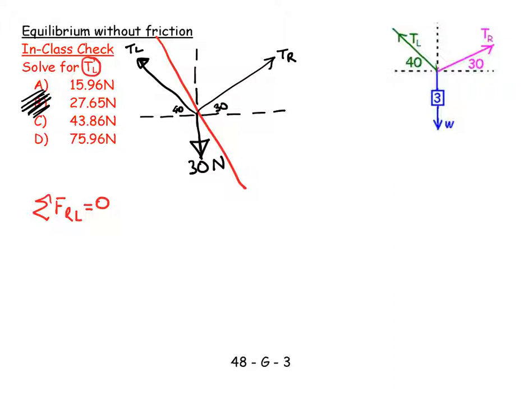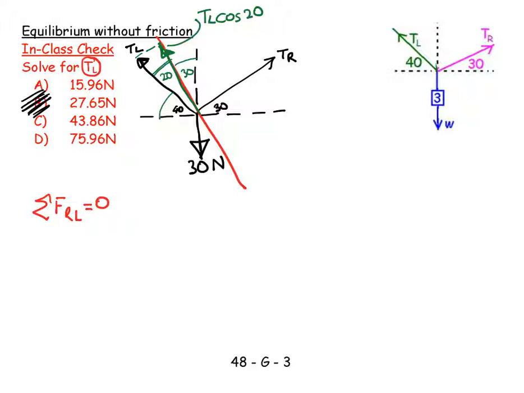So I have to be able to do my components, and again, the TL is the hypotenuse. I know that it's 40 degrees from the horizontal to TL, and I know it's 30 degrees from the vertical axis to my red line. 40 and 30 makes 70. So I know I have 20 degrees between TL and my axis. So I know that this component is going to be TL cosine 20. So there's a bit of geometry there.